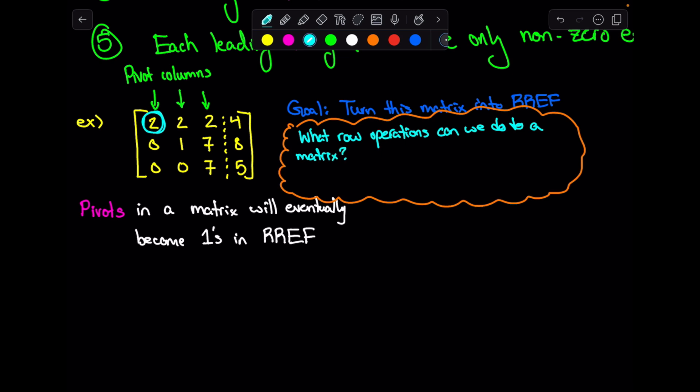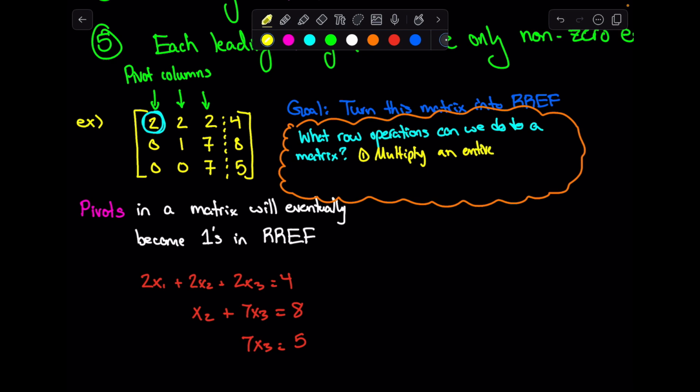It turns out there's not really that many, because remember, this is a system of equations. This is secretly the system of equations 2x1 plus 2x2 plus 2x3 is equal to 4. It's x2 plus 7x3 is equal to 8. And it's also 7x3 is equal to 5. So if you were to try and answer the question, what can or can't I do to this system of equations, there's not that many things. The first thing that we could do is multiply a row by a scalar. Multiply an entire row by a scalar.